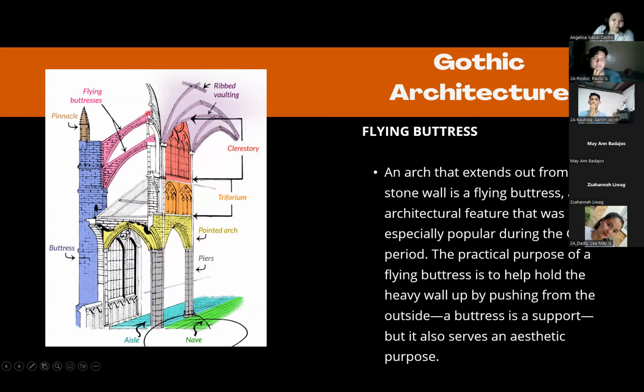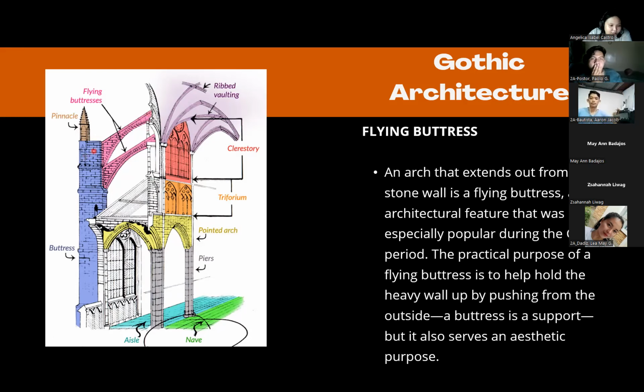By definition, a flying buttress is an arc that extends out from a tall stone wall, which is what we call a buttress. It is an architectural feature that was especially popular during the Gothic period. The practical purpose of a flying buttress is to help hold up the heavy wall by pushing from the outside. Aside from support, it also serves an aesthetic purpose.